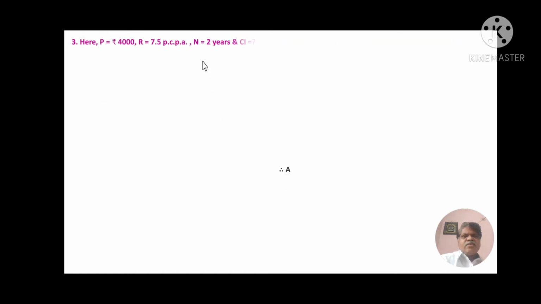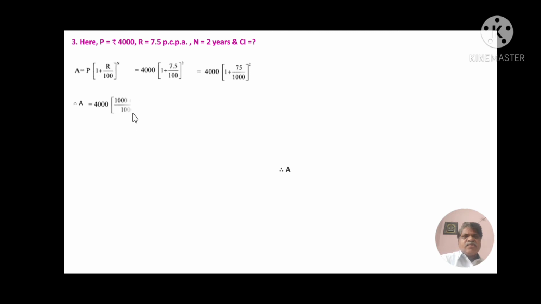Here P is equal to rupees 4000 and R is equal to 7.5 percent per annum. N is equal to 2 years and CI we have to calculate. Friends, A is equal to P into bracket 1 plus R by 100 raised to N, that we know. Now we will put the values: 4000 into bracket 1 plus 7.5 upon 100 raised to 2, which will be 4000 into bracket 1 plus 75 upon 1000 raised to 2. We multiply numerator and denominator by 10 in order to remove the decimal point.